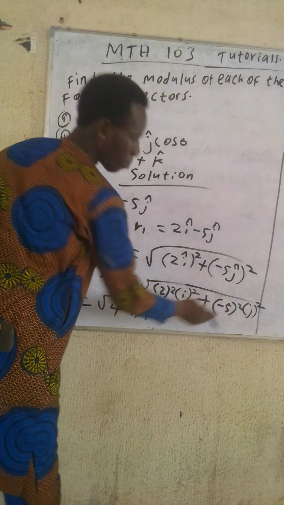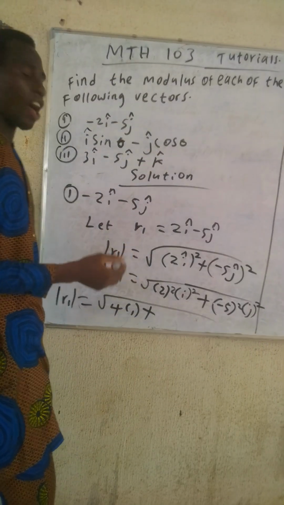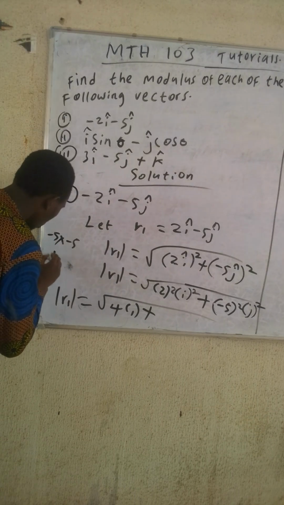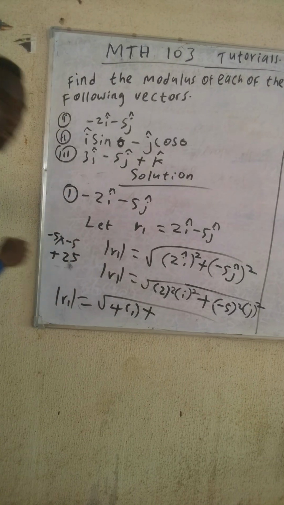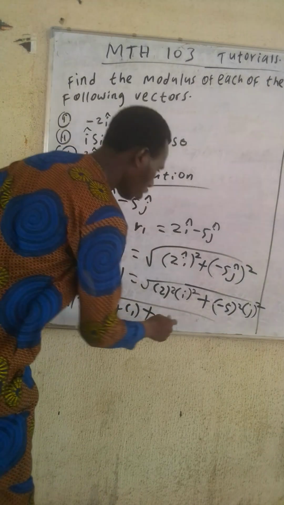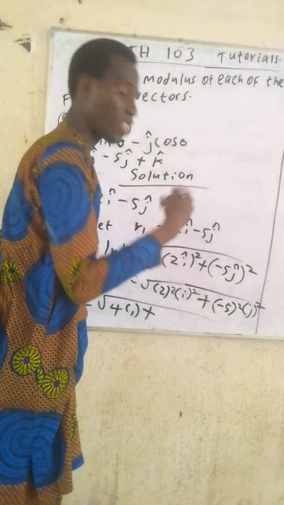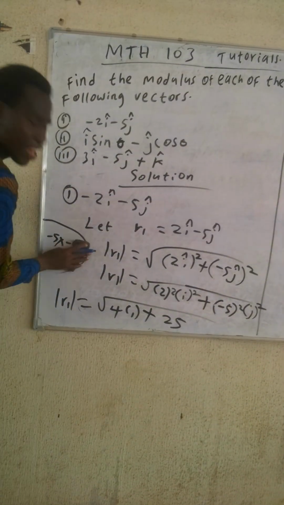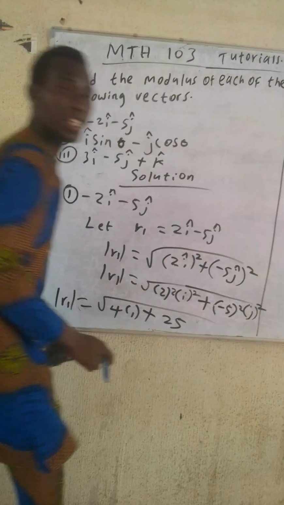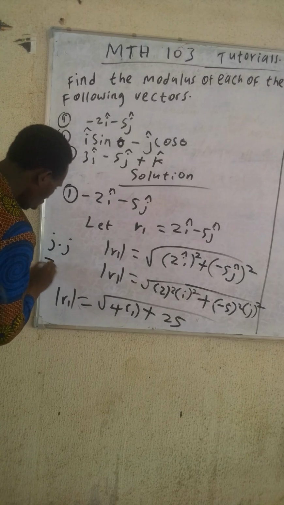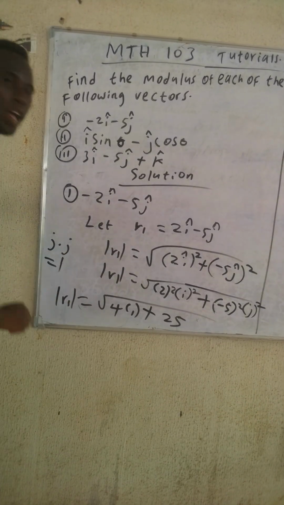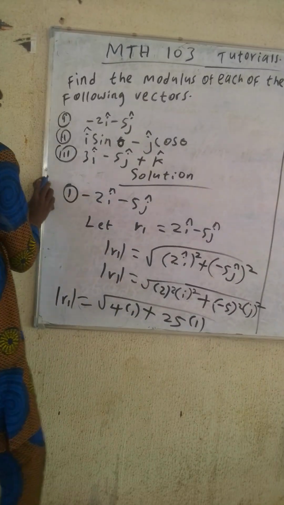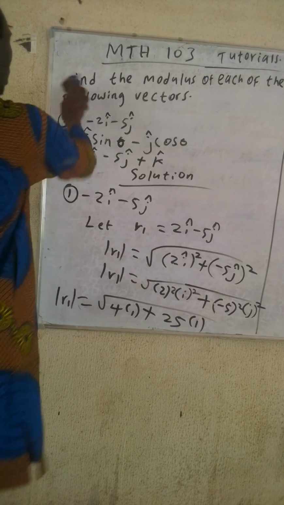Plus minus 5 squared means minus 5 multiplied by minus 5. Minus times minus is plus. 5 times 5 is 25. Are you getting it now? We also have j squared. J squared means j dot j, which in vectors is 1. So we have multiplied by 1.